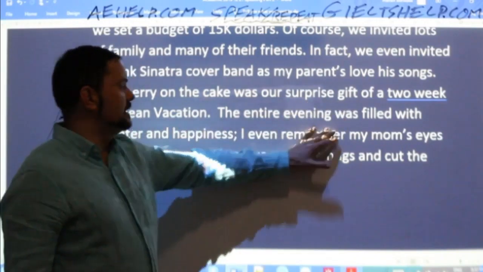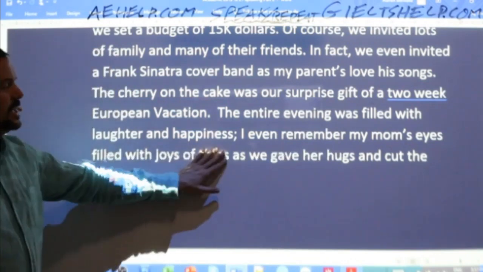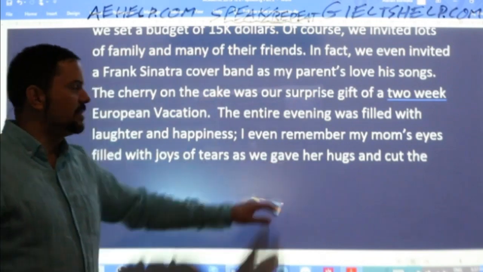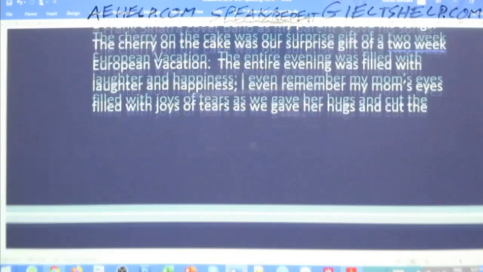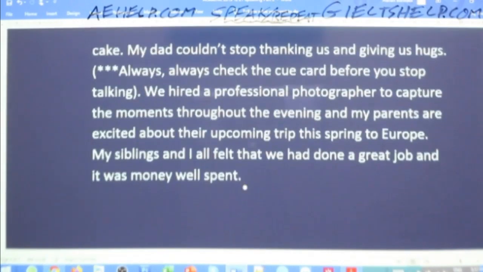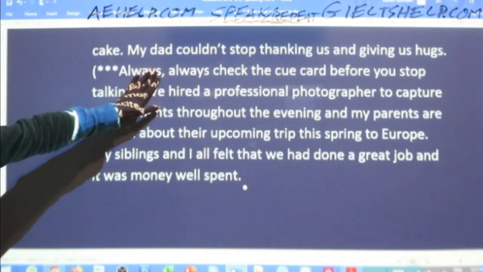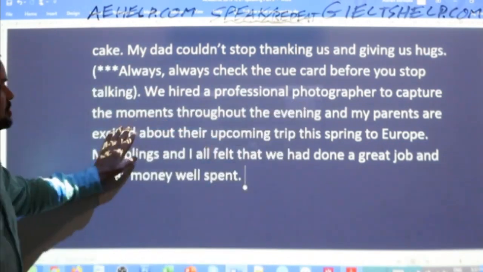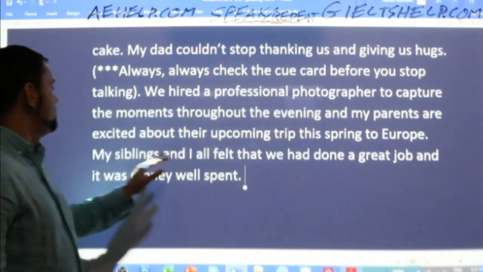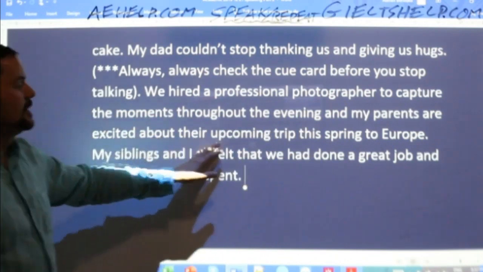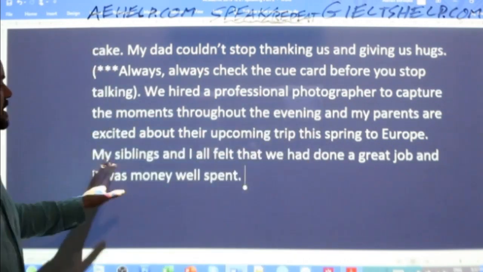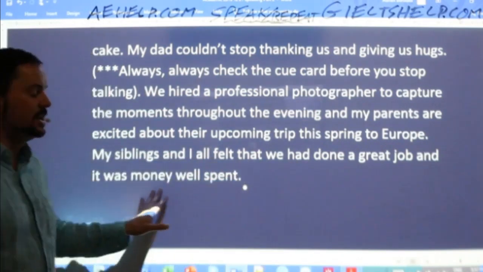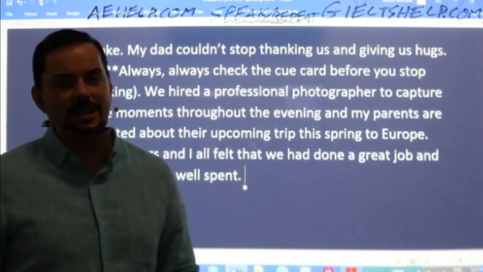The entire evening was filled with laughter and happiness. I even remember my mom's eyes filled with joyful tears as we gave her hugs and cut the cake. My dad couldn't stop thanking us and giving us hugs. We hired a professional photographer to capture the moments throughout the evening, and my parents are excited about their upcoming trip this spring to Europe. My siblings and I all felt that we had done a great job, and it was money well spent.